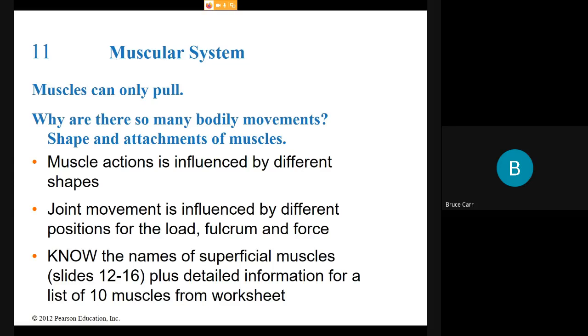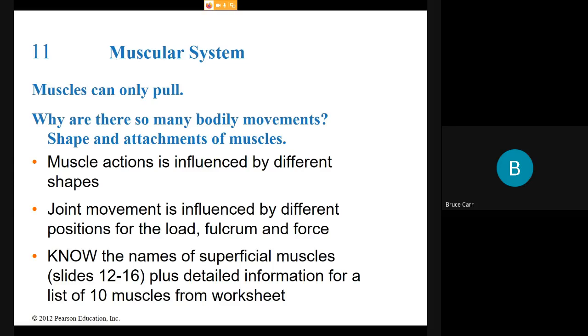Remember that a muscle, just learned this in Chapter 10, can only contract. That means the only thing it can do on purpose is pull. In a way, it's sort of like a rope. You put a rope on something, you can hold something, and you can pull it towards you. But pushing on a rope actually does you no good.